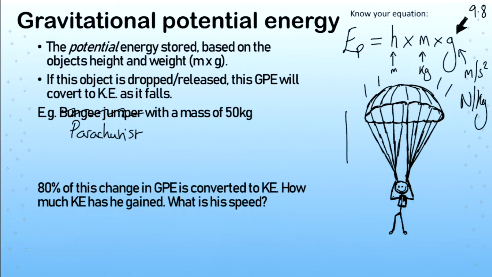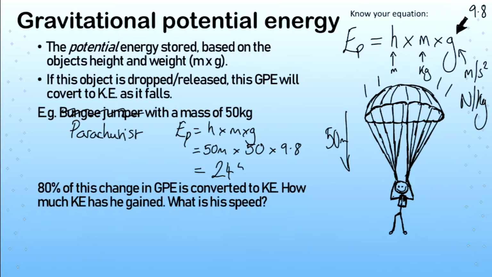Let's say that he's fallen 50 meters. We can quite easily find out his change in gravitational potential energy. So EP equals h times m times g, so we write it out, then substitute in what we know. He's fallen 50 meters, he's got a mass of 50 kilograms, and gravitational field strength is 9.8, and we get 24,500 joules. Of course, energy is measured in joules.